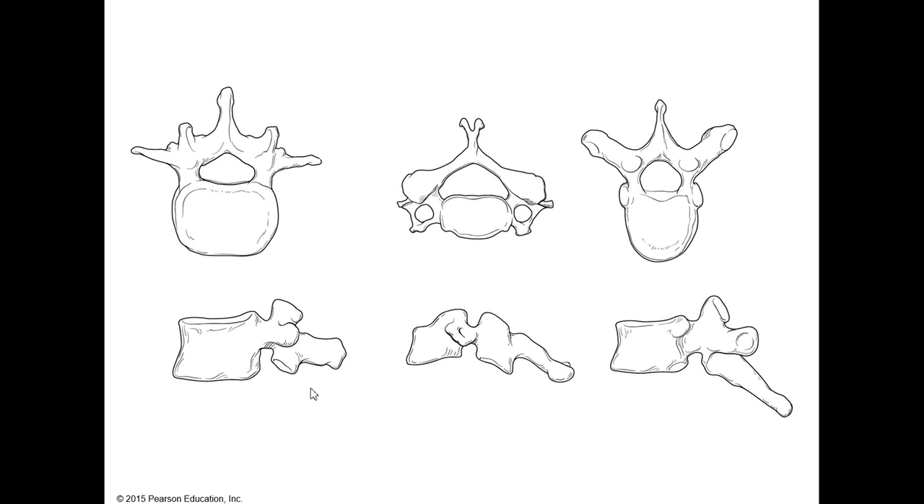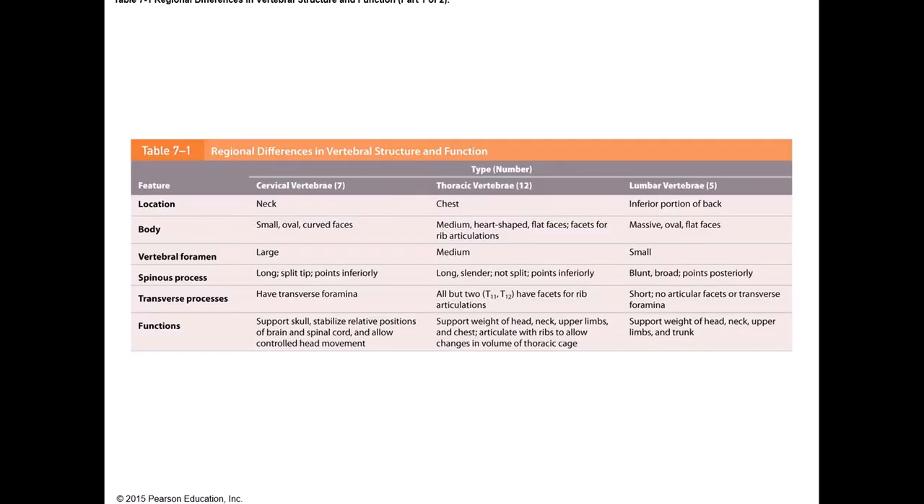Finally, that makes this by default the lumbar: large oval body, triangular vertebral foramen, blade-like spinous process. That would be your lumbar. You could take a look at this also. This is just a chart differentiating the 7 cervical vertebrae from the 12 thoracic vertebrae from the lumbar vertebrae. Everything we just went over is basically on this chart.